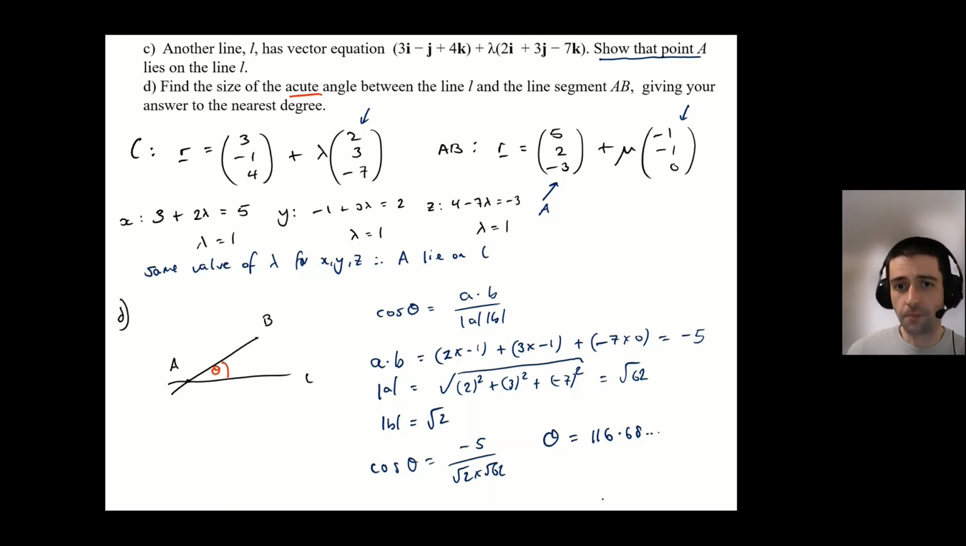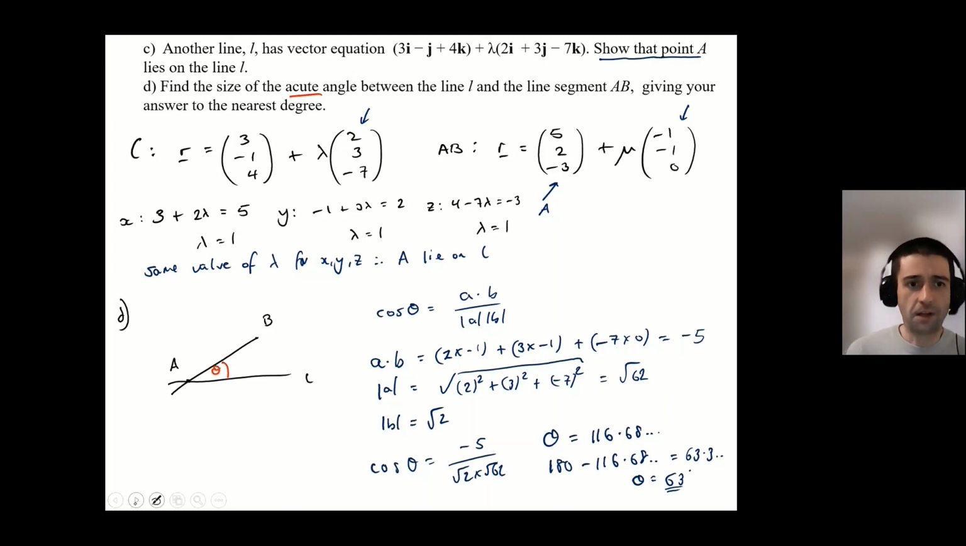But that's not a problem. I just need to do 180 minus that answer, which comes out as 63.3. And I've been asked to give it to the nearest degree. So I'm going to state my solution for theta to be 63 degrees to the nearest degree. So key thing there, using the direction vectors of the two lines to find that angle.